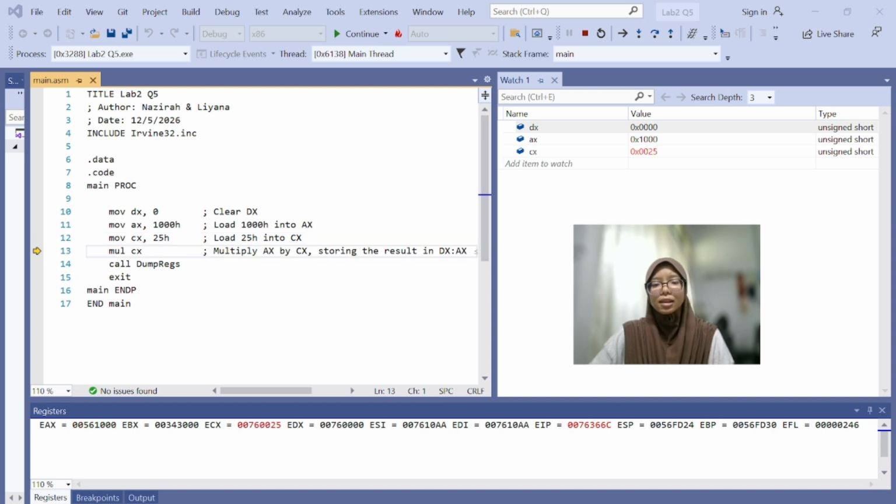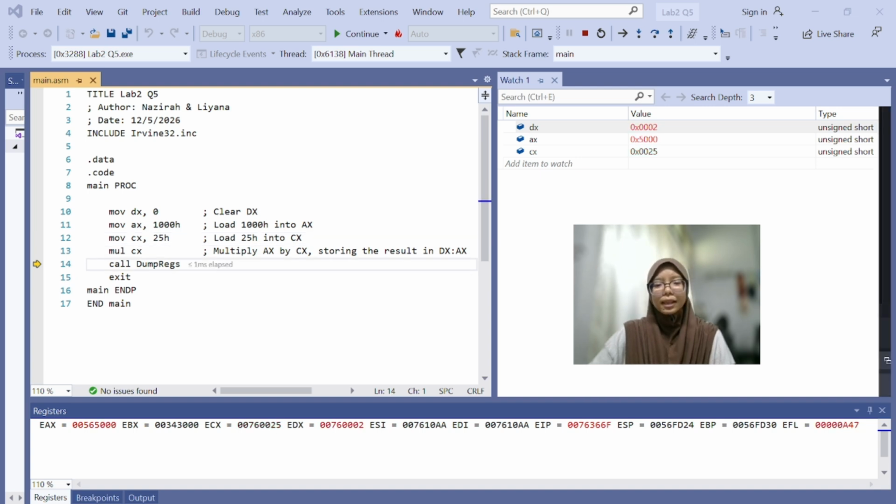And then the next step, CX is loaded with 25. Next, the math operation will multiply AX by CX. So the calculation is 1000 multiplied by 25, which is 25,000. Since the result is larger than 16-bit, it is stored across two registers. DX will hold the high part and AX will hold the low part. So after the execution, DX will store 0002 and AX will store 5000. Finally, it will display the register output DX to AX, which is 0002 to 5000.